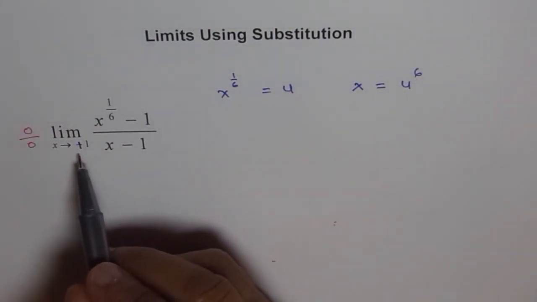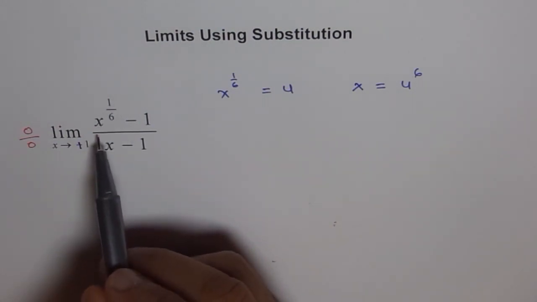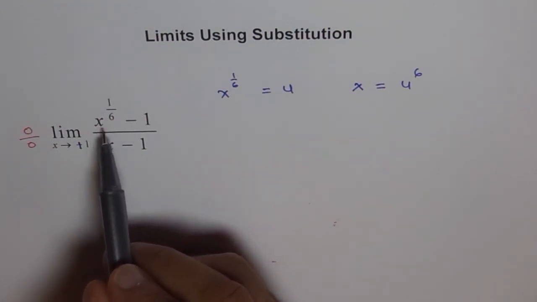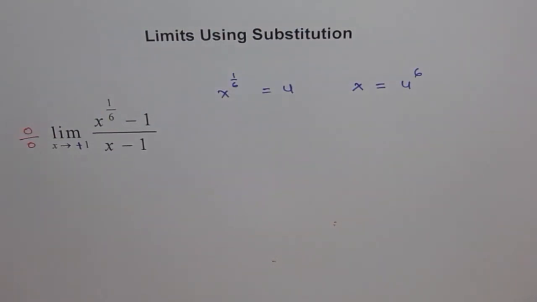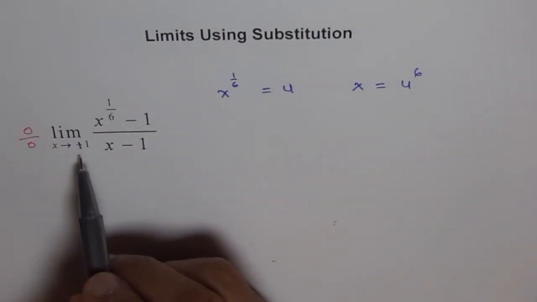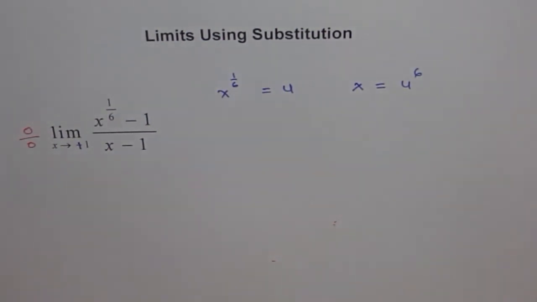If it was minus 1, it was easy. We could have just plugged in minus 1 and got our answer, right? Minus 1 to the power of 1 over 6 would give us 1, and 1 minus 1 is 0. So that should have been the answer, okay? But what I'm trying to teach you at present is the substitution method, and this question has a typing error. So we'll write this as x approaching plus 1, okay?